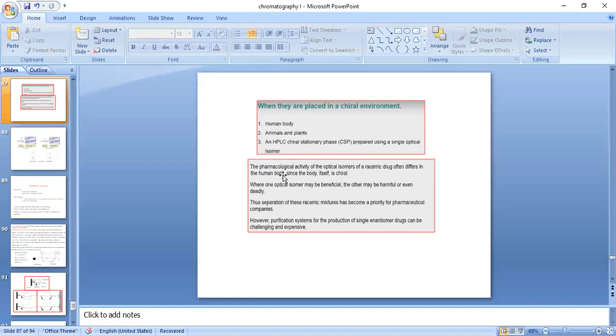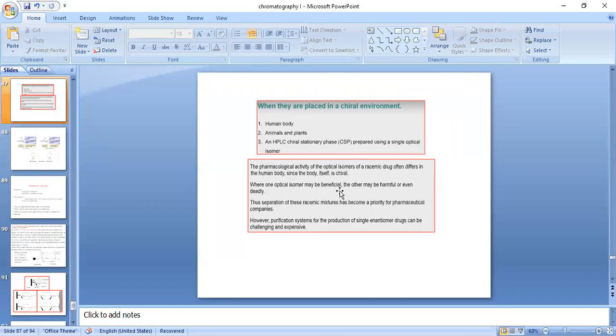The pharmacological activity of the optical isomers of a racemic drug differs in the human body since the body itself is chiral. That is what I was saying earlier, कि आपका body system जो है it behaves differently for the different drug molecules. It behaves differently for the R isomer and differently for the S isomer. So it is very important to separate these drug molecules into R and S forms before putting them into the body.